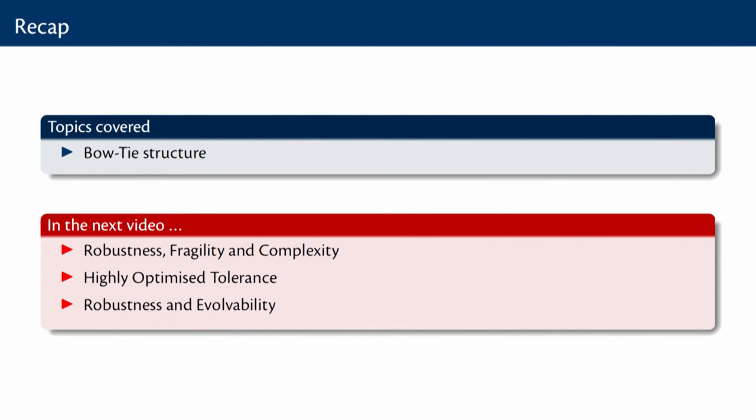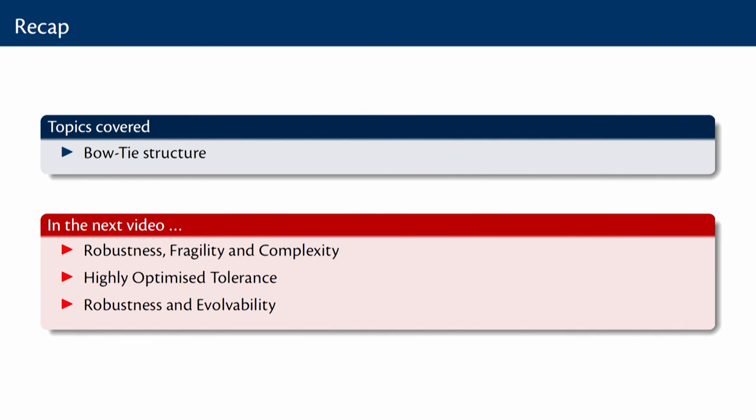So, in today's video, I hope you understood one very important underlying organizational feature of robustness in biological systems, namely the bow tie architecture. And in the next video, we will start looking at the trade-offs, right. So, it is not that a system can be completely robust, but there is always some fragility as well, and there is also a lot of complexity, and how all these three quantities are in some sense related.